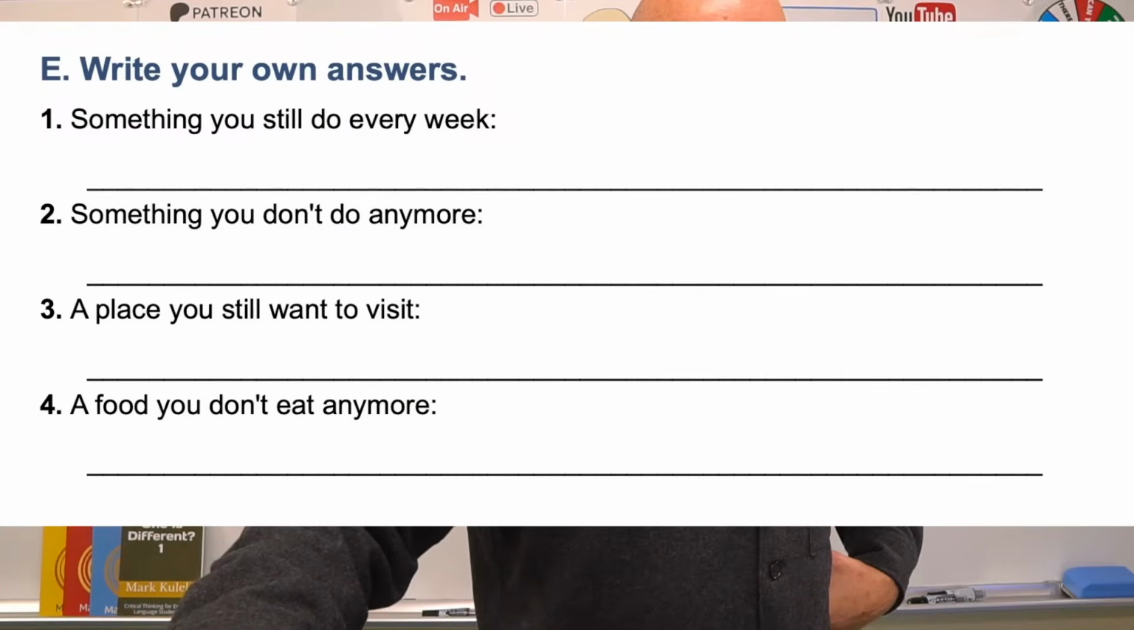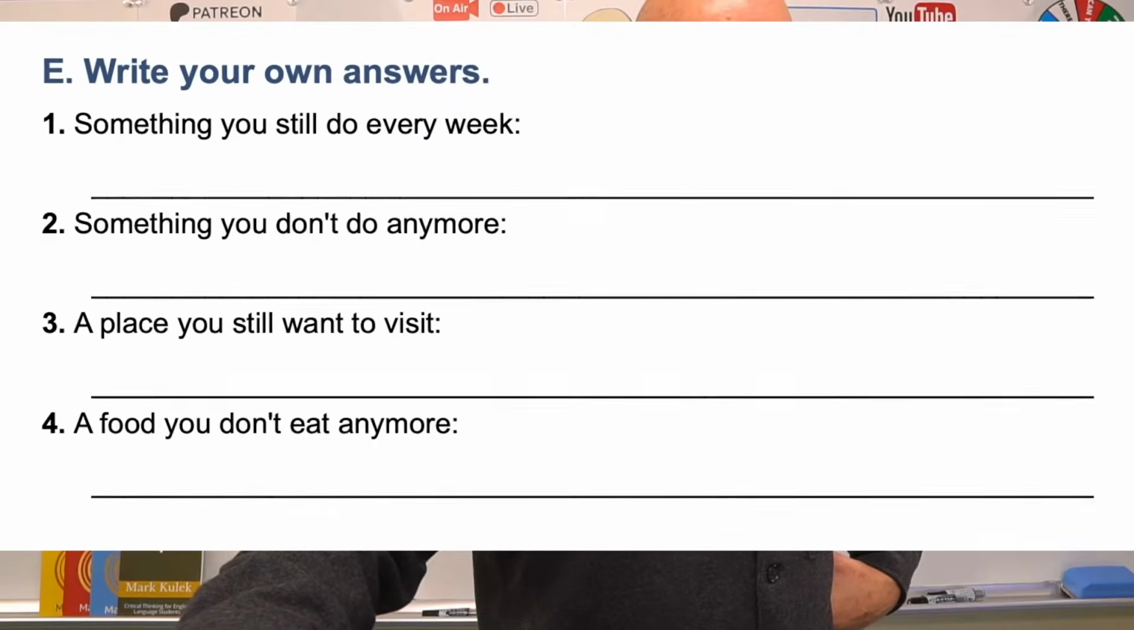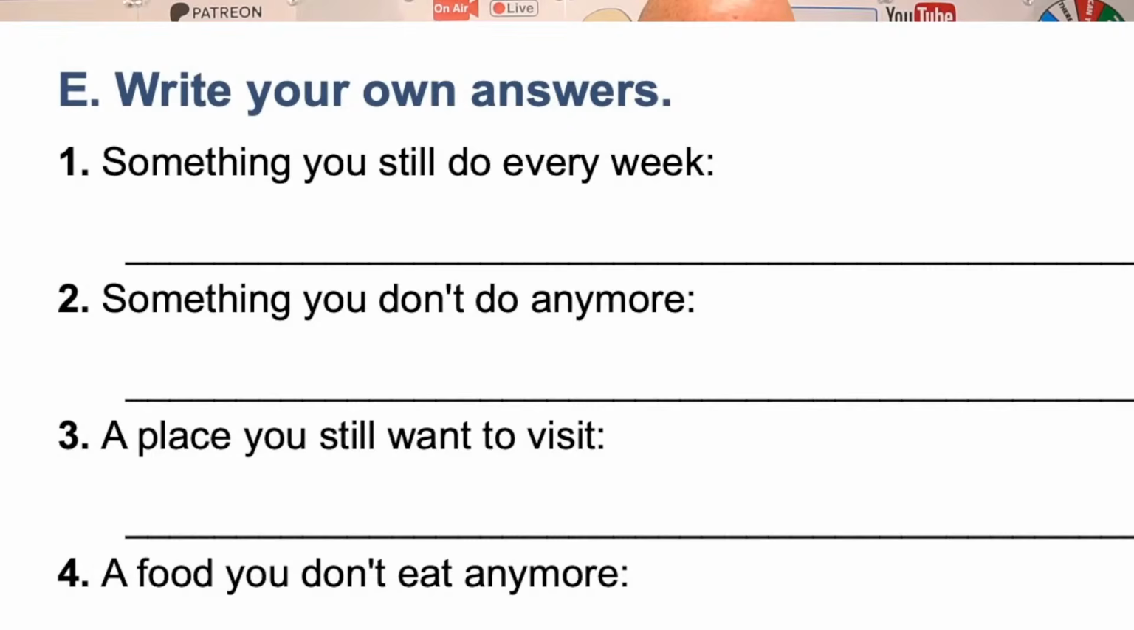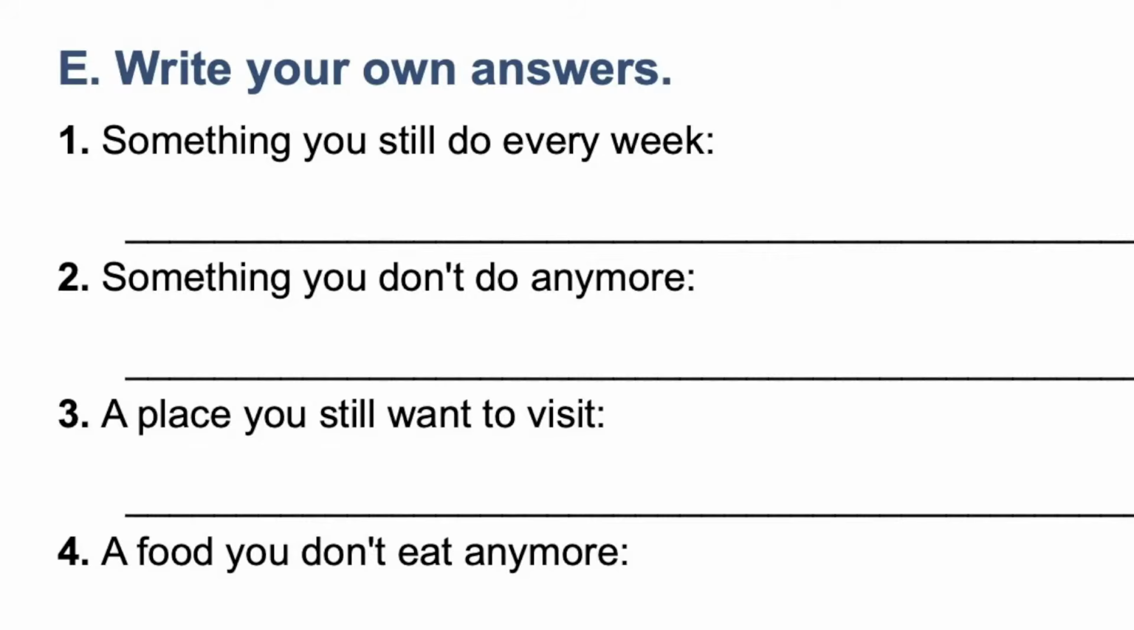Okay, here we go. Make your own sentences, right? Your own answer. Number 1, something you still do every week. What is something you still do every week? Number 2, something you don't do anymore. What is something you don't do anymore?